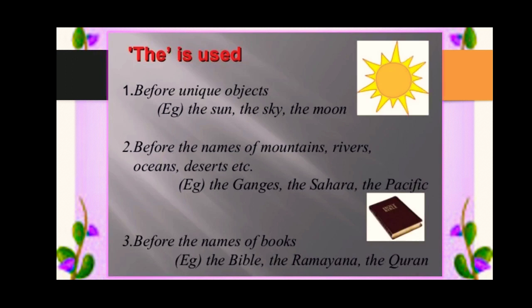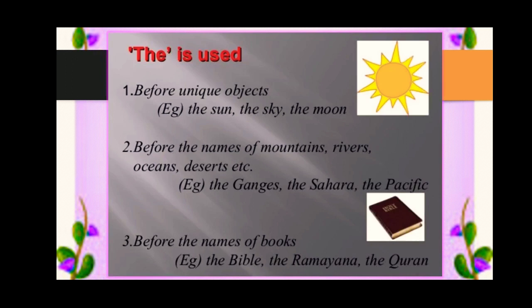Now we will discuss the definite article, which is the. As we started the video, I made this thing very clear that definite means fixed. We use the with special things, with certain things. So the very first rule is before unique objects. Unique means something that is different from others. So we would always use the sun, the sky, the moon, because these are unique objects.